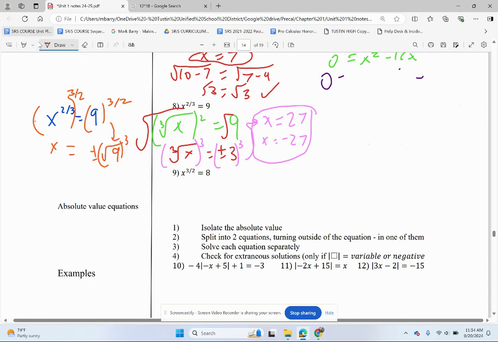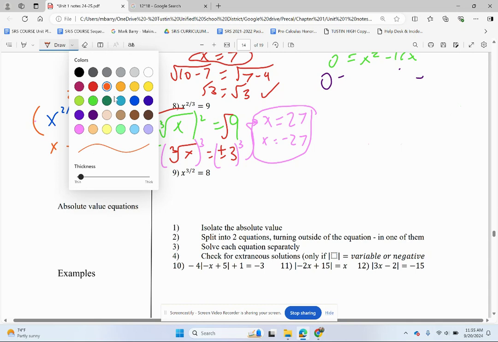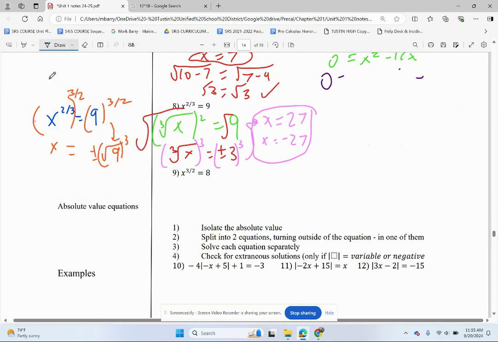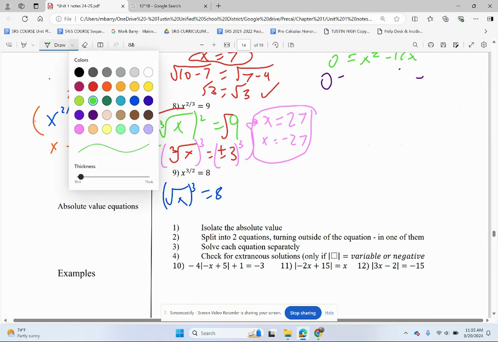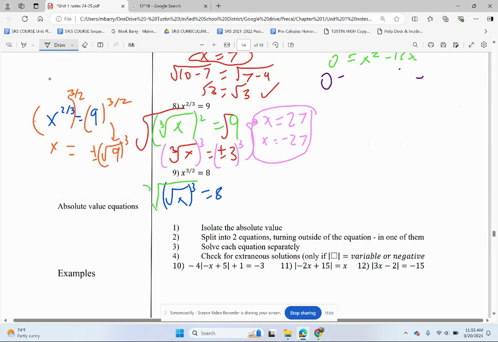Okay, so now for number 9, let's go ahead and do that. For this one, I would write it as the square root of x to the third power equals 8. My next step would be to take a cube root on each side to get rid of the third power. Now for this, it's going to be the square root of x equals, and the cube root of 8 is just 2.